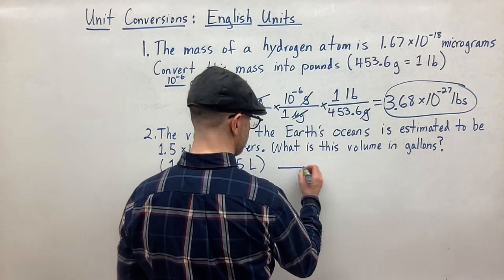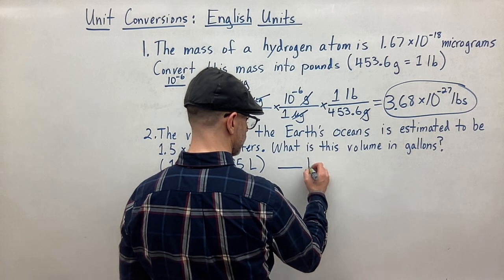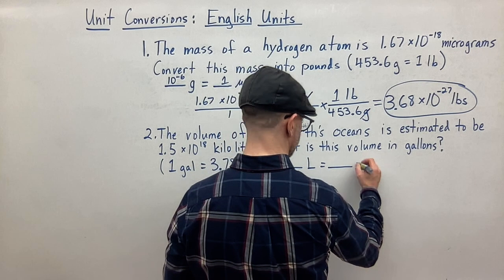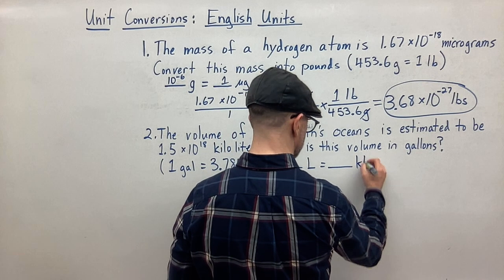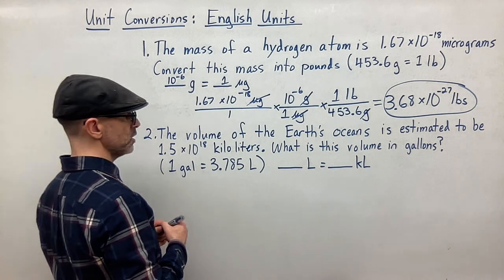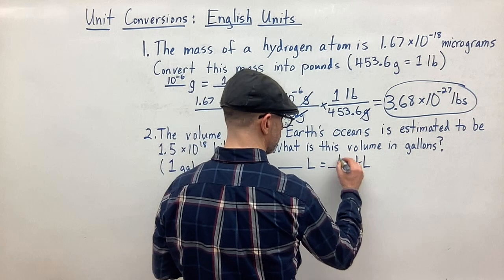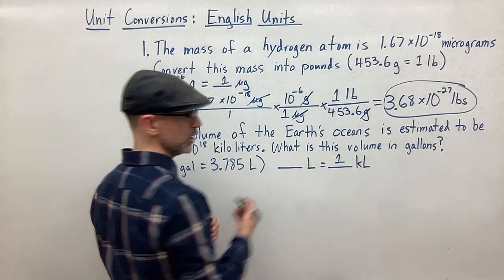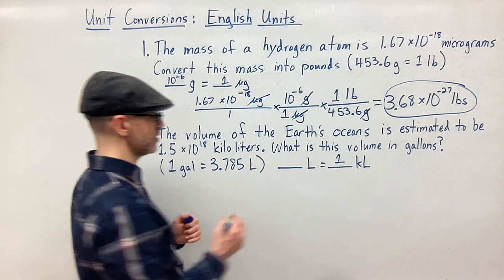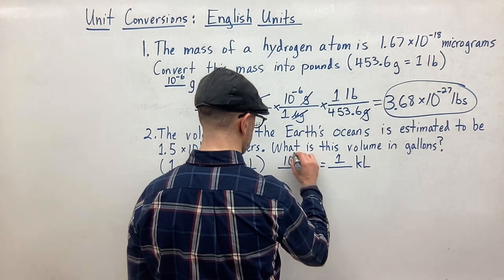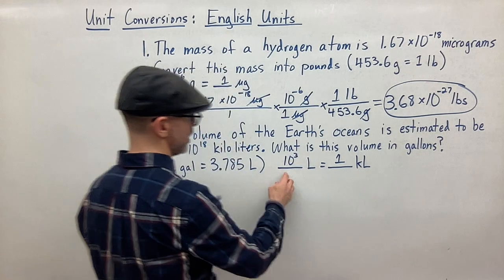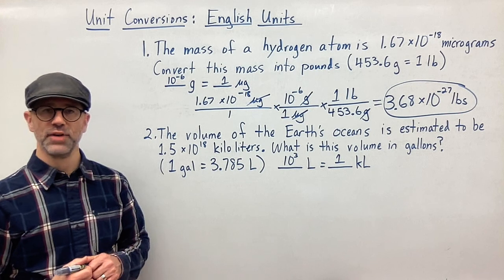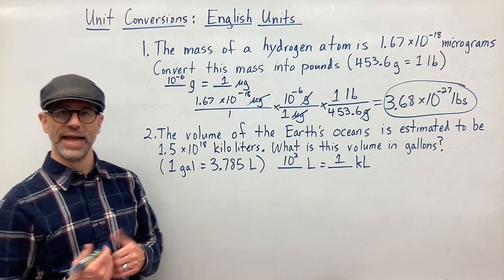So again, I set up the equality. I have liters is equal to a certain number of kiloliters. I always put a 1 with the prefix unit, and then the prefix multiplier for kilo goes on this side. Kilo is 1,000, so that's 10 to the third. So 1 kiloliter is 10 to the third liters. So now I have all my equalities. I can use the conversion factors to convert to gallons now.